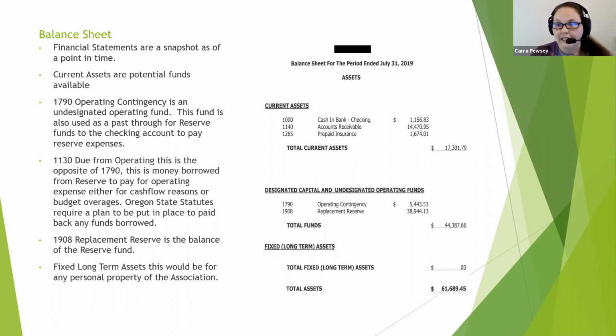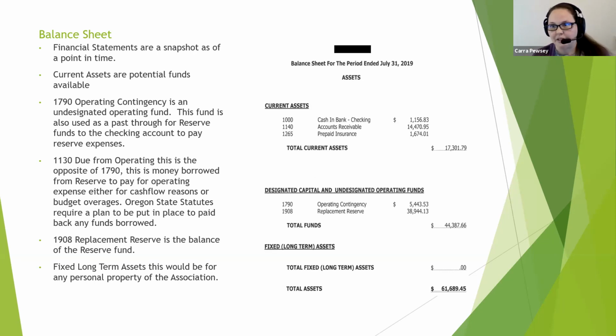Some associations have working capital, and working capital also bypasses through the 1790. I'm going to show you on our next slide where you can find out how much money you have in your operating, or how much you don't have, because the opposite of 1790 is 1130, which is due from operating. This is where you've either borrowed money to pay operating expenses for cash flow reasons or for just budget shortages. You'll see that with little brackets around it, and it'll be a negative number because it's money that you owe to a different fund.